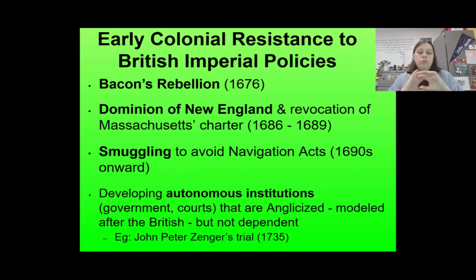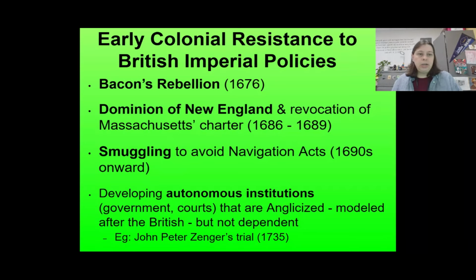And just in general, this last thing down here at the bottom comes directly from a key concept. The colonies are developing into what we call autonomous institutions. Autonomous means self-governing, right? They are basically operating without any intervention from the British themselves. They're Anglicized. They look British. They use British common law, right? They have very similar court systems, but they're not exact copies.